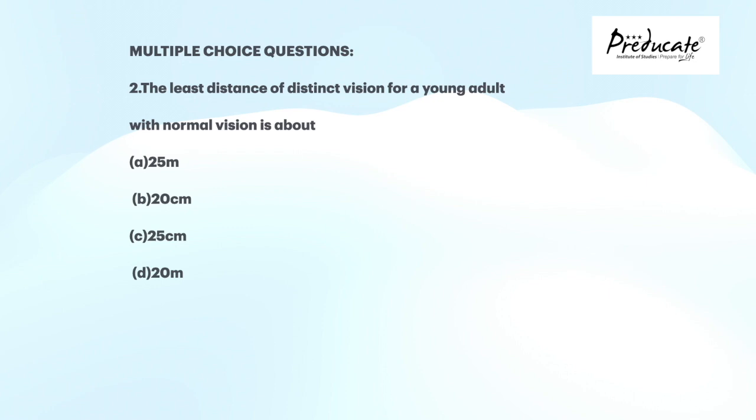The least distance of distinct vision for a young adult with normal vision is about A. 25 m, B. 20 cm, C. 25 cm, D. 20 m.